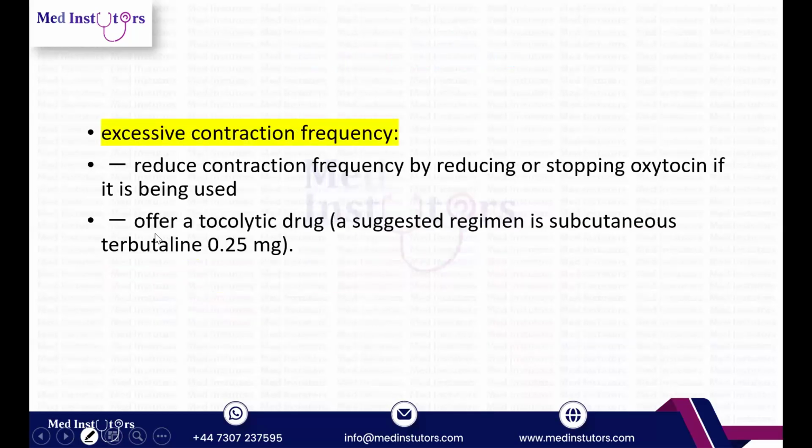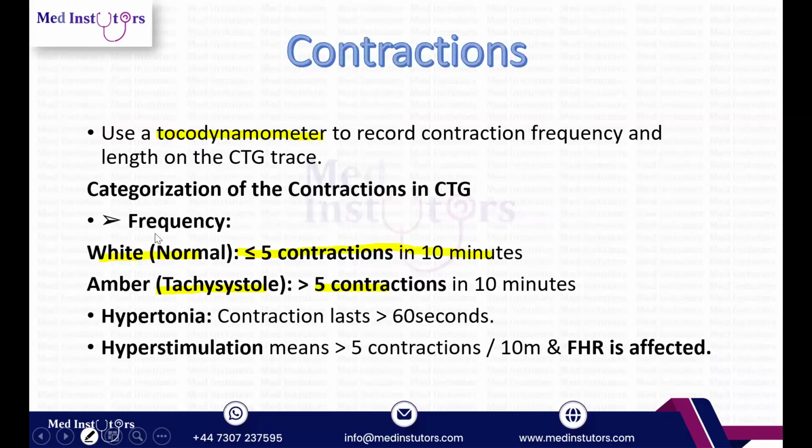And what do you do when this happens? The corrective measure is that, first of all, if she is on oxytocin, we would stop the oxytocin immediately. And we can give a short acting tocolytic, for example, terbutaline 0.25 mg subcutaneous. This is called the corrective measure to decrease these excessive contractions. So here there's just white and amber.